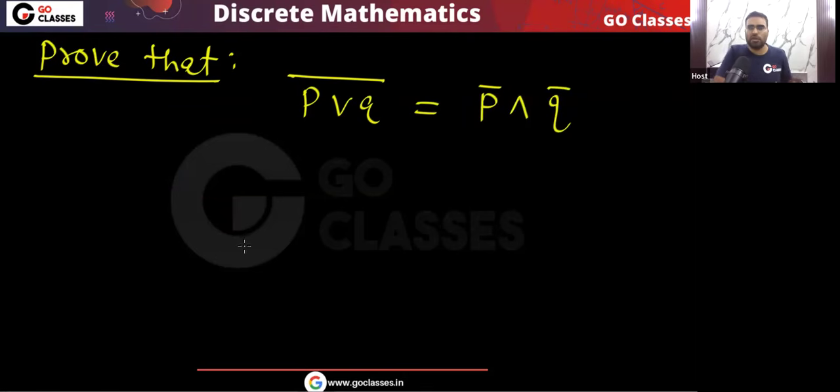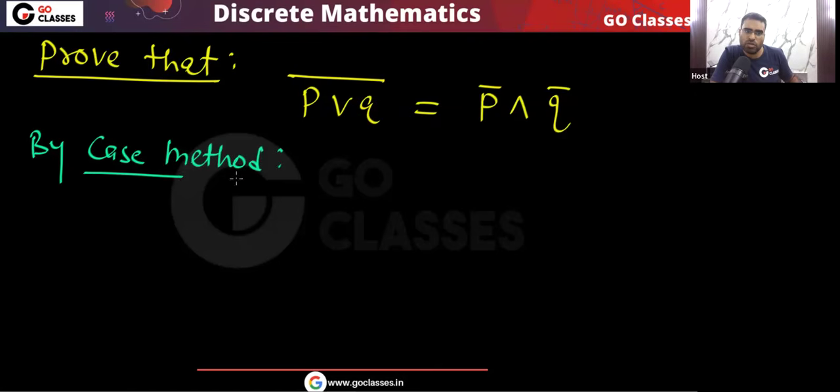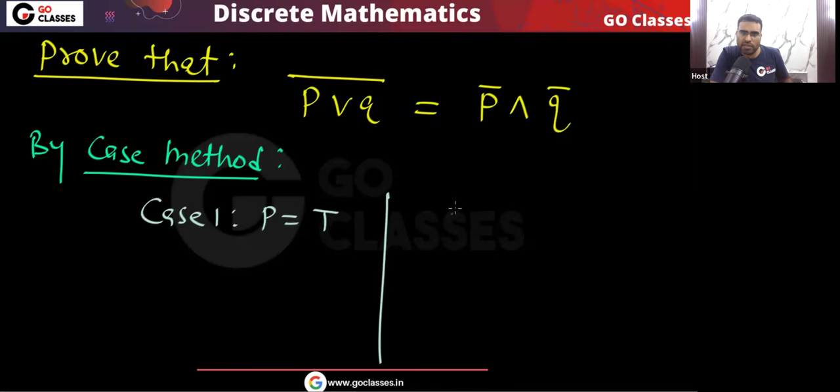You can create the truth table, or you can use the by case method. So let's use the by case method. Two cases are possible. What is case one? That is P true. And what is case two? That is P false. So tell me, when P is true, what is LHS?